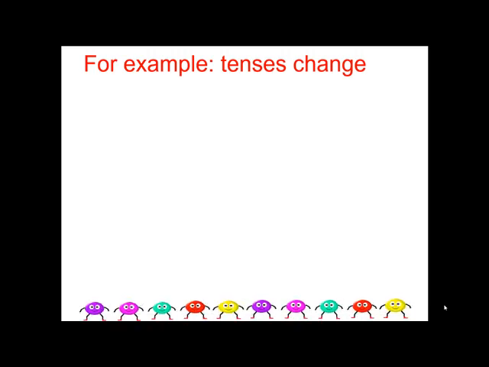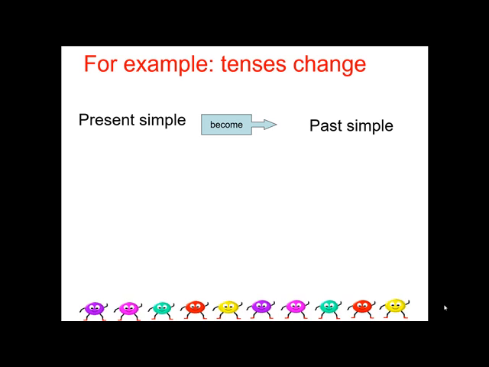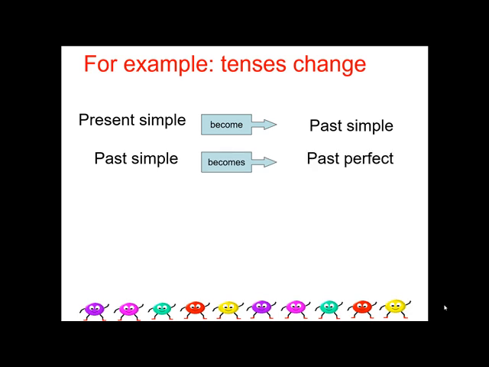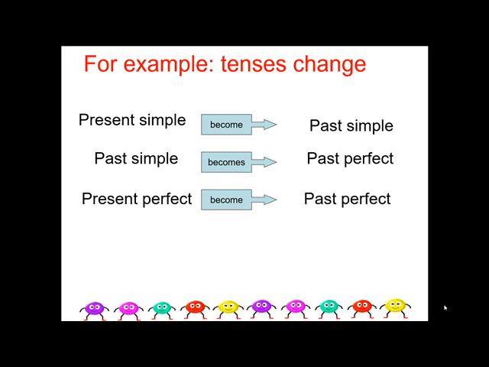For example, here is how the tense changes. If you are giving a statement in present simple tense, when we change it into reported speech, it should be in the past simple. Excellent. What if the statement was originally written in the past simple? It should be changed into the past perfect. What if the direct speech was written in the present perfect? You change it into the past perfect.